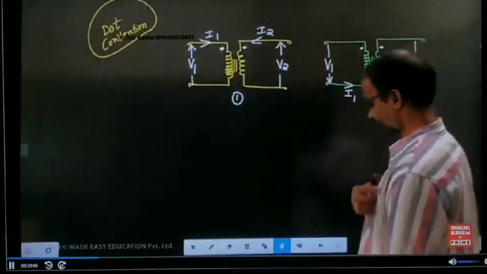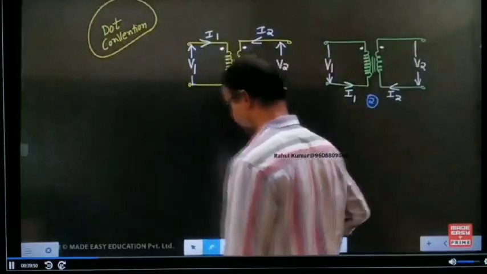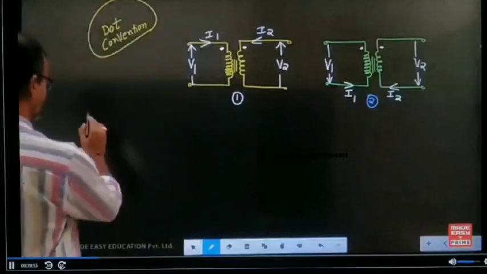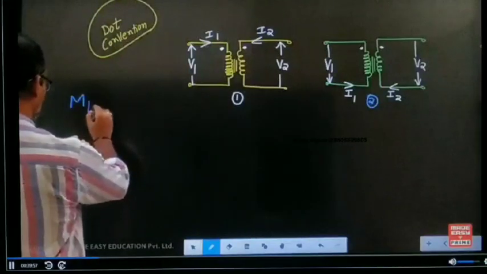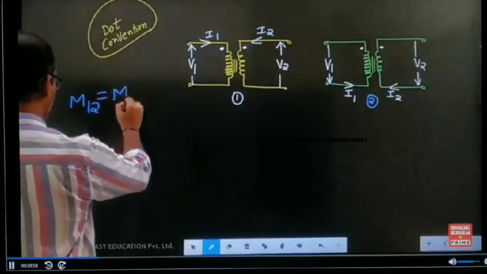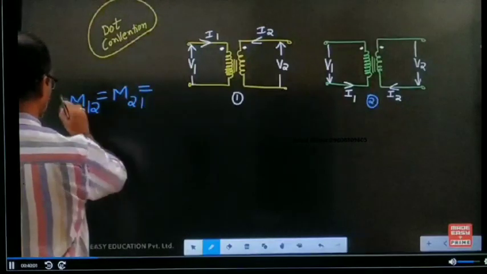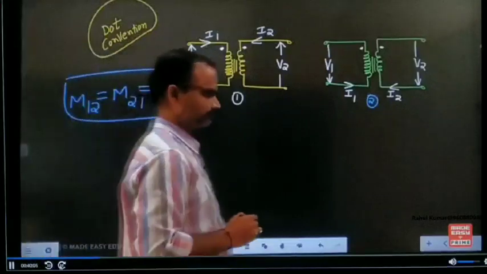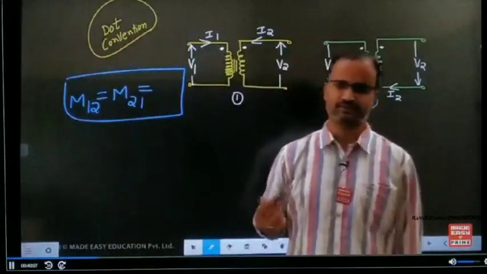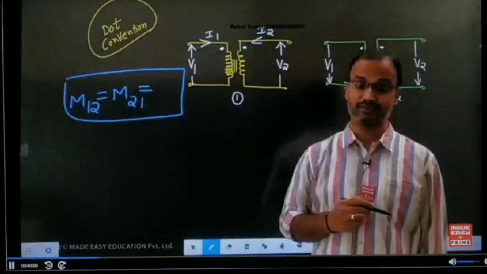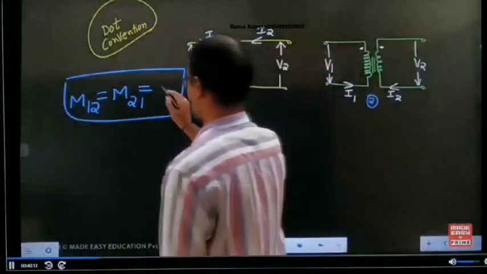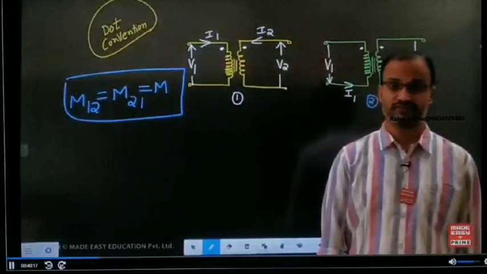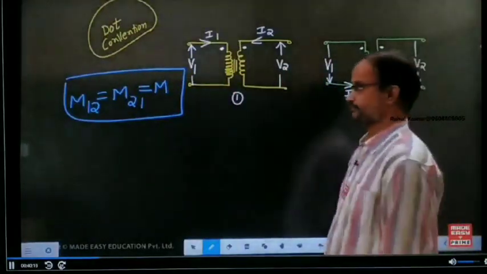Let us develop the equations. Previously we discussed the two mutual inductances M12 and M21. While writing the equations, always assume M12 and M21 are exactly equal. We can give the common name M for this. Now observe.